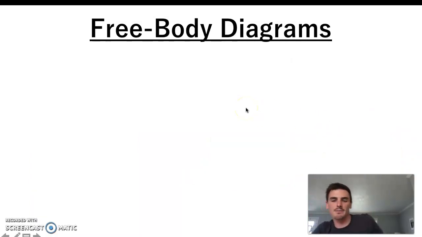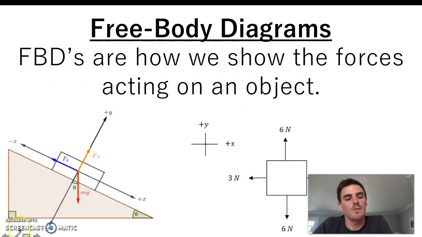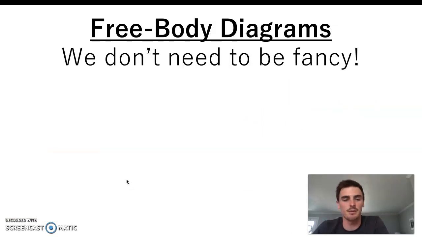Free body diagrams now, so friction will be a force we'll use. Free body diagrams, also called FBDs, are how we show the forces acting on an object. So these are complicated ones, but you can see that this block has something pulling down on it, something's pushing up on it, and we'll label these forces as we get better and better when we're drawing our diagrams.